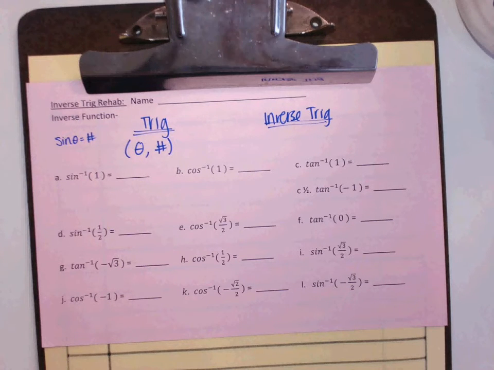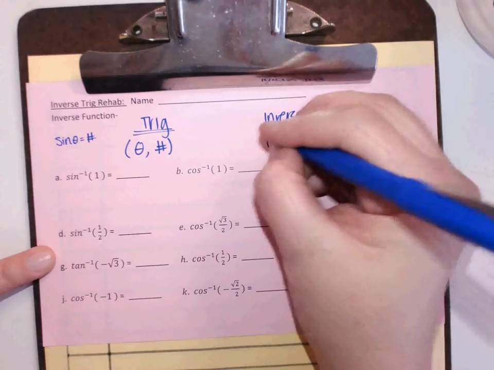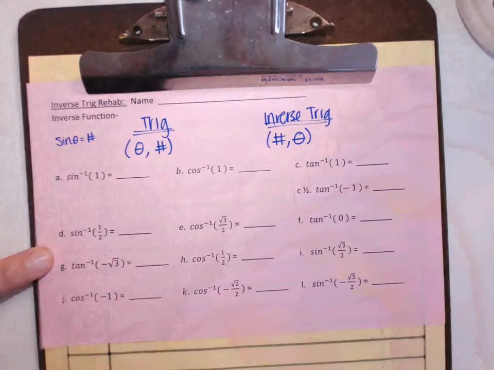For trig, it's backwards when it's inverse. So I'm going to tell you the number, you're going to tell me the theta.